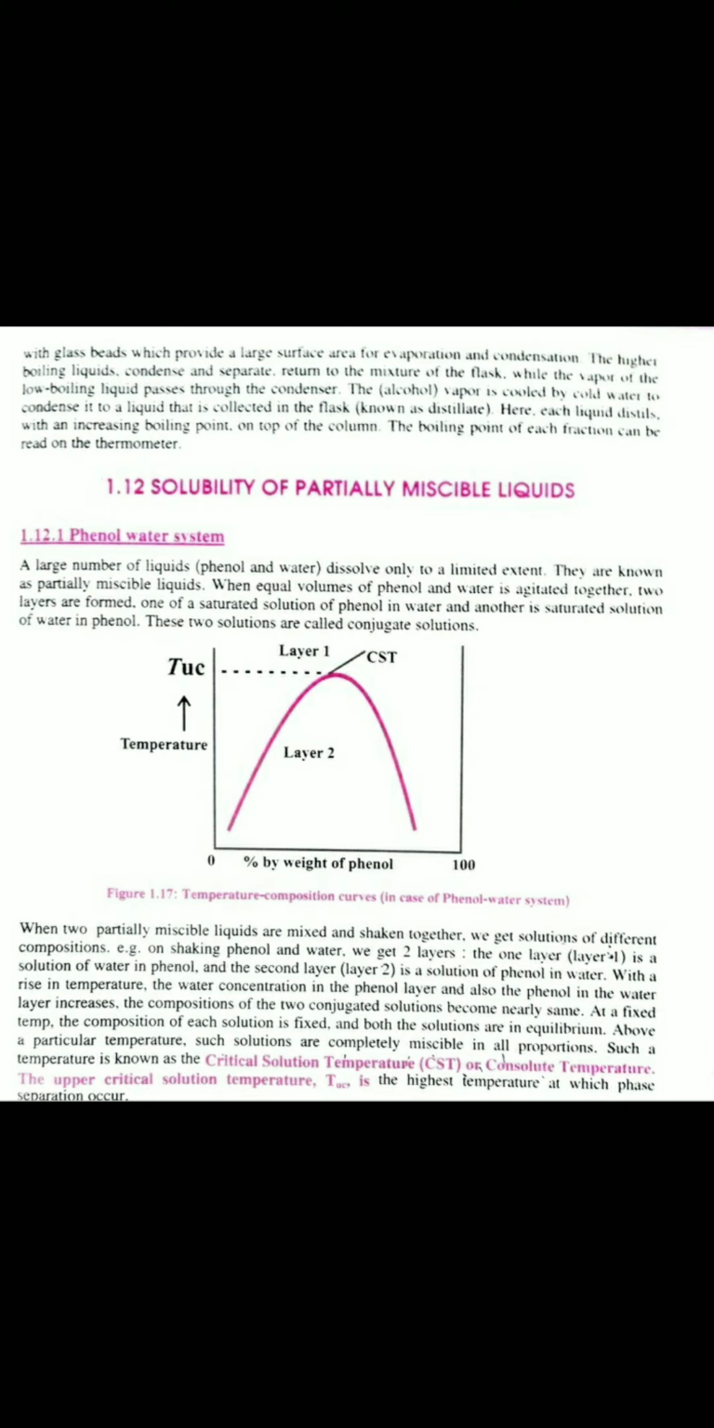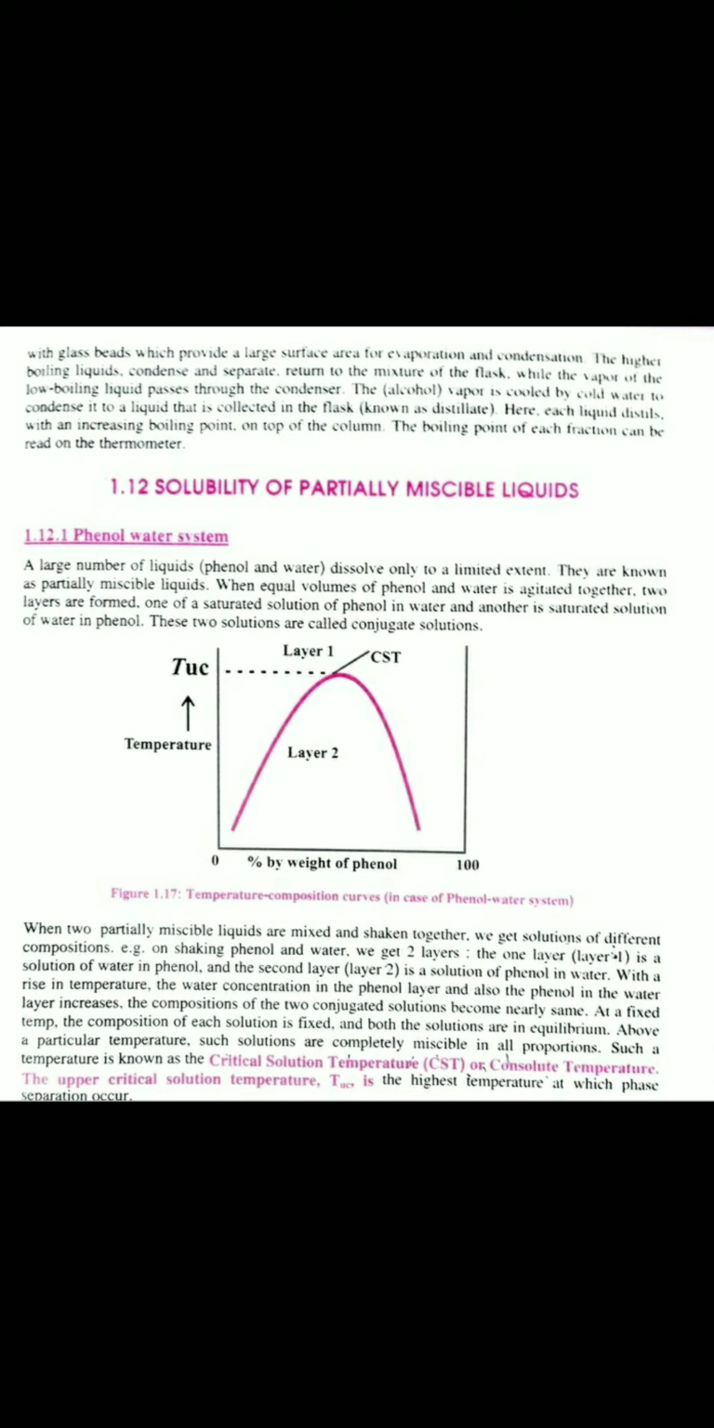So when we take equal parts of phenol and water in one chamber, after agitation and sedimentation, they give saturated solutions. The phenol layer has some amount of water and the water layer has some amount of phenol, and both solutions are known as conjugate solutions. When two partially miscible liquids are shaken together, they form two layers. The first is the phenol layer which contains some amount of water, and the second is the water layer which contains some amount of phenol.